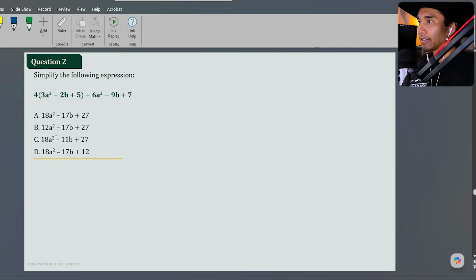Any questions? No? Let's move on. Okay. Simplify the following expression. Question number 2. Now this gets a little bit more difficult. We do have another term, a higher exponent term, a squared, and we also have this negative here that we got to pay attention to. Okay. So let's go ahead and simplify it.